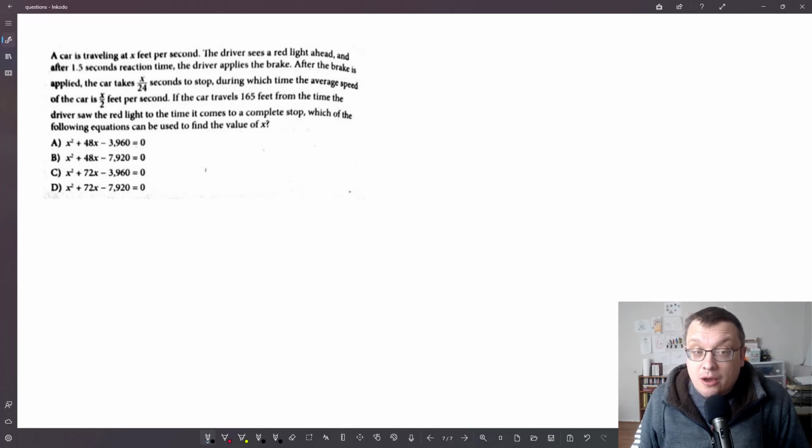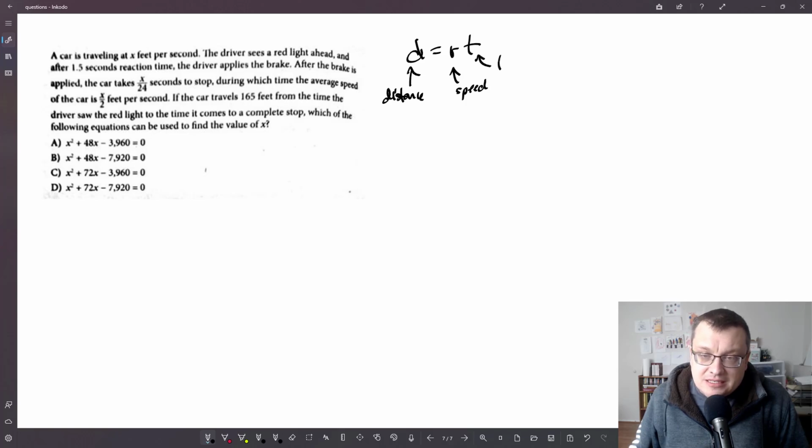The first thing I want to point out: whenever you see a question on the SAT involving distance, speed, and time, this formula will very likely come in handy. D is equal to RT, where D is the distance traveled, R is the speed or the rate, and T is the time. And we're going to make use of that in this question.